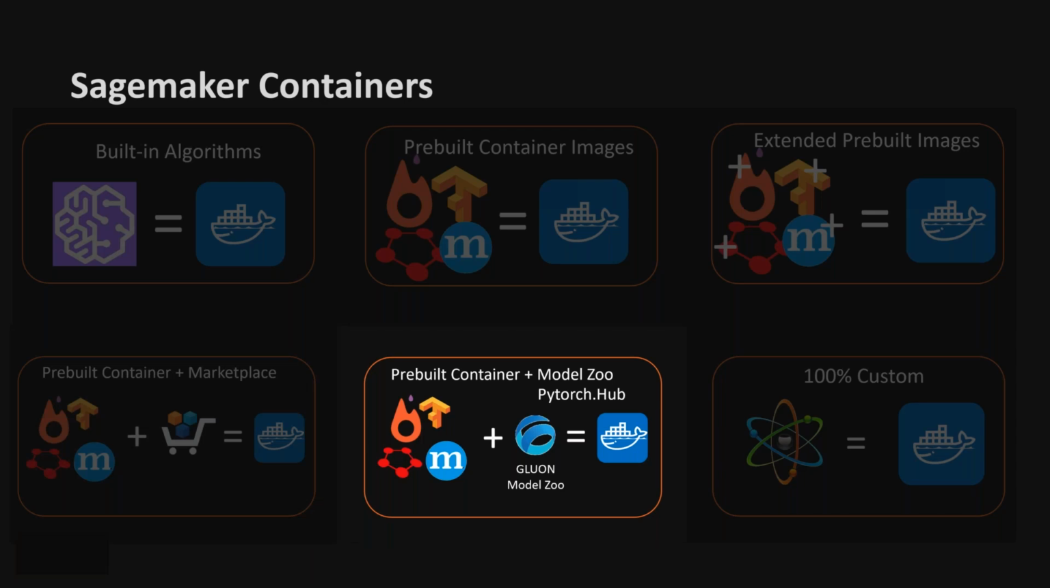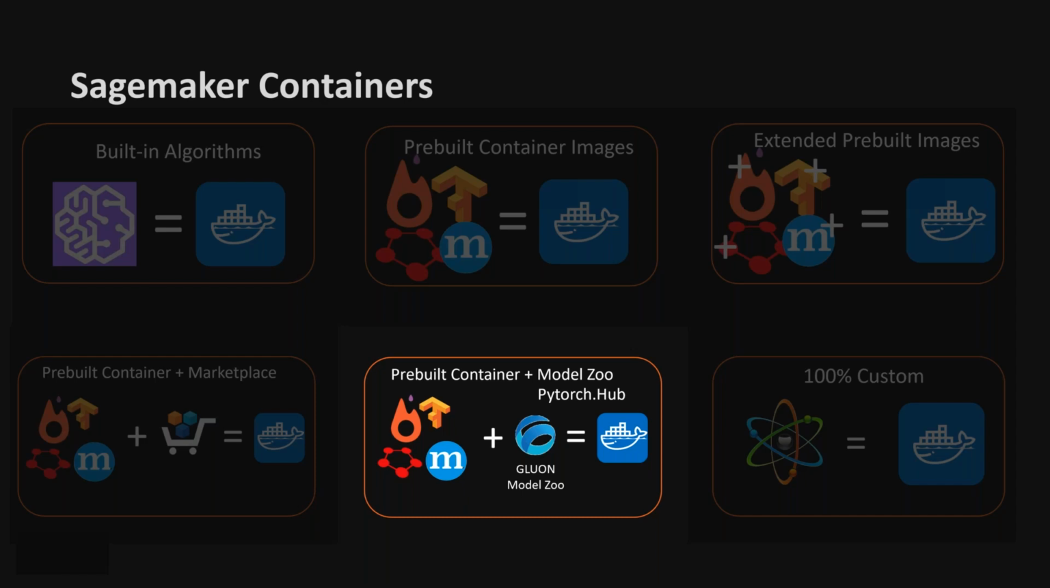Also, we have pre-built containers plus the Model Zoo. Model Zoo is unique to Gluon. If you're unfamiliar with Gluon, that's a framework that sits atop MXNet. I don't like to compare it to Keras, but I guess you could draw some similarities, like a Keras on top of MXNet or TensorFlow. But that comes with the Model Zoo, a lot of pre-built models already trained in there for you to use.